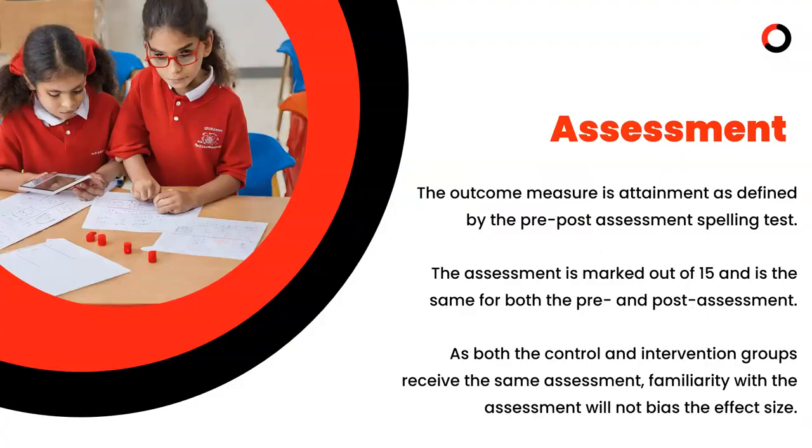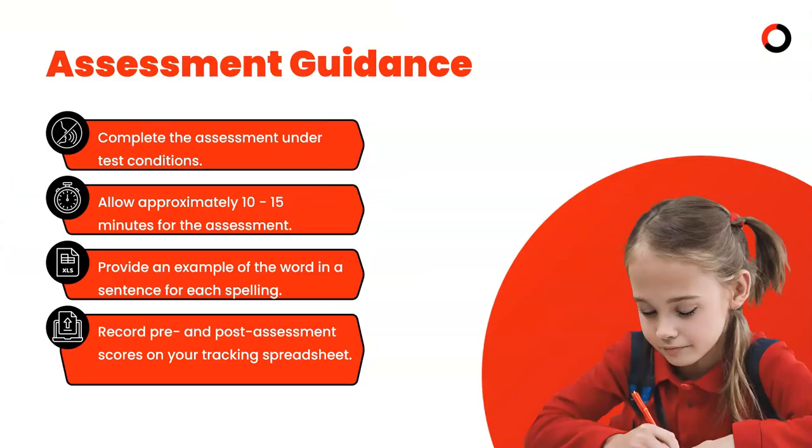So the assessment. The assessment measure for this intervention is attainment as defined by a pre- and post-test spelling. The assessment is marked out of 15, and it's the same for both the pre and the post. So out of your 20 words, just select 15 of these for your assessment. As both the control and the intervention groups receive the same assessment, familiarity with the assessment will not bias the effect size.